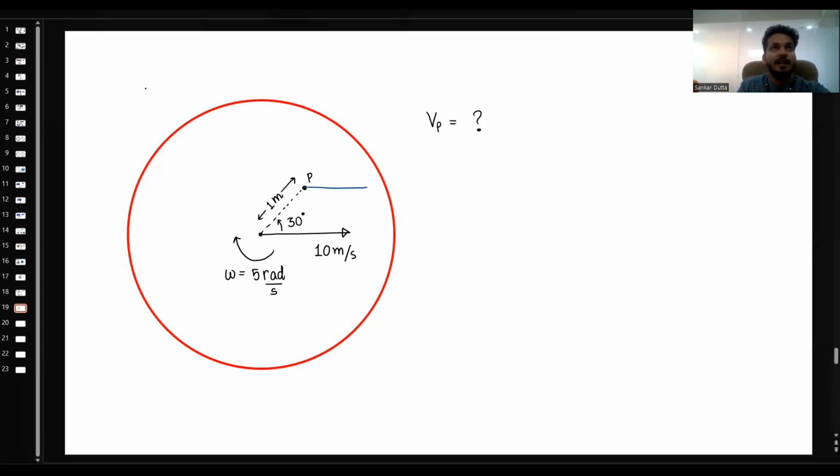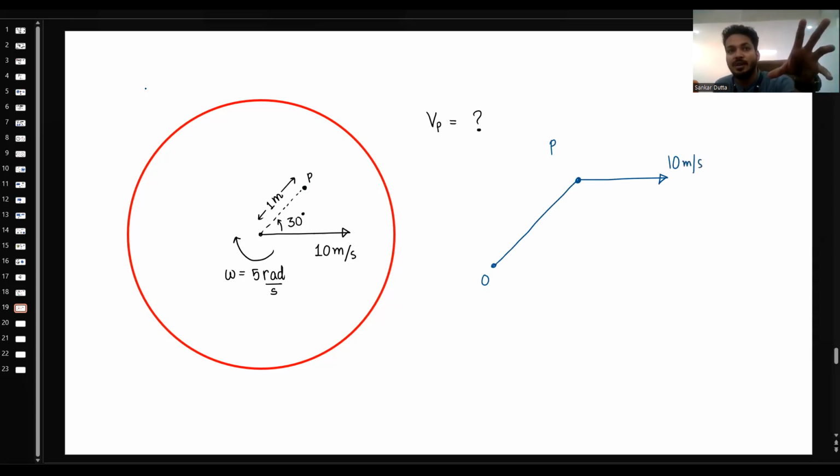Yes. So point P will have a translational velocity like this. Okay, I'm going to make it one more time. This is like the center, and this, let's say, is the point P. So translational velocity is 10 meter per second. If translational velocity is given to us, then it keeps on being the same for all the particles. So point P will also be moving forward with 10 meter per second.